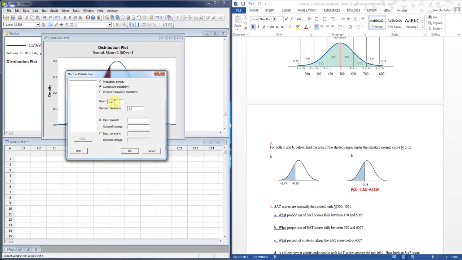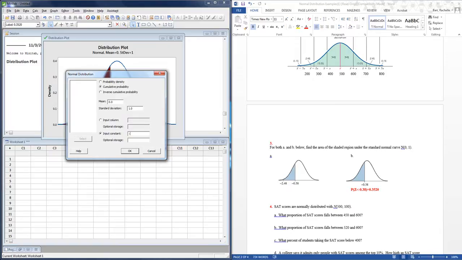Sad but true. Okay, so it starts with the standard normal distribution. If you want to do a different distribution, you'll have to change the mean and change the standard deviation. It gives you an option to input a column of information if you wanted. So if you had a lot of scores you wanted to do at once, you could enter them into this column by typing them in and then telling it which column you wanted it to do and where you wanted it to store it. We're not going to do that. We're just going to do a single value. So I'm going to choose input constant to get a single value.